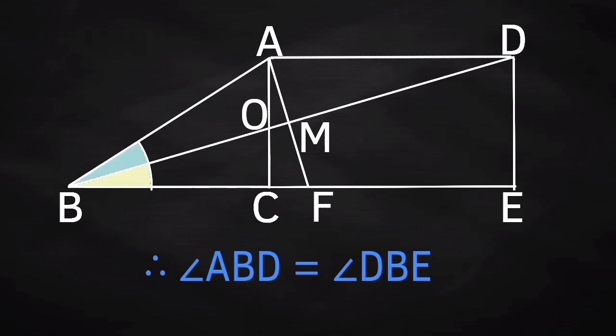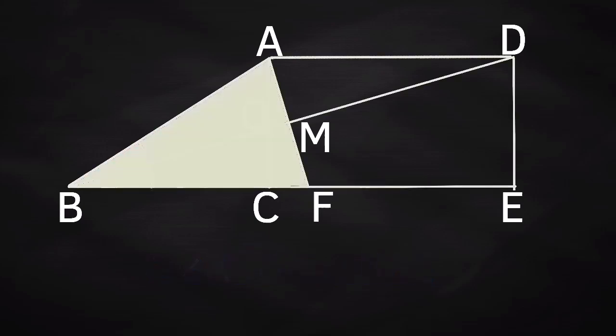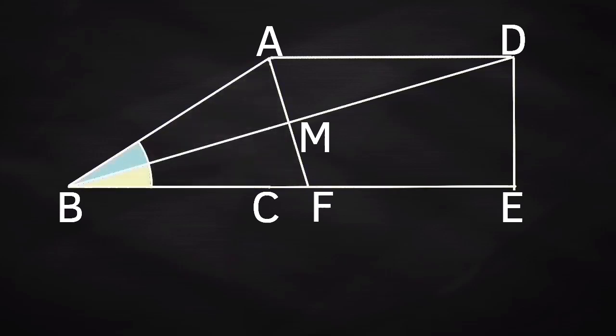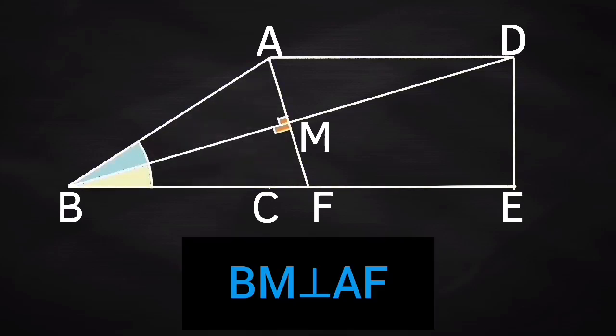From the last result and together with the fact that triangle ABF is isosceles with AB equal to BF, we deduce that BM is perpendicular to AF, which follows from the RHS congruency criterion. Therefore, angle BMA equals angle BMF equals 90 degrees.